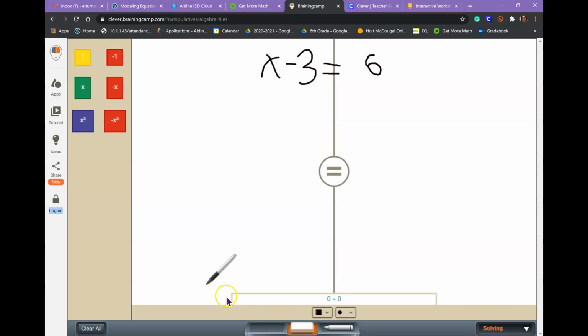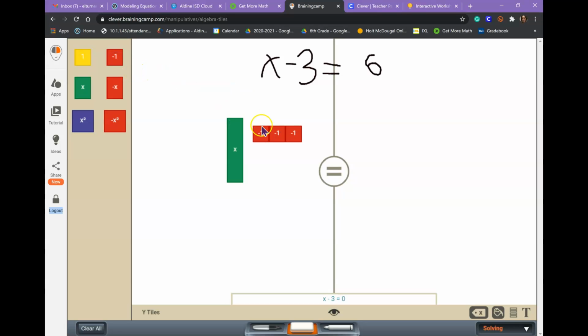Okay, so again, because I want to just model, I'm not solving, I'm just modeling, I'm going to take out 1x because I only see x. So x by itself just means 1. Now since I'm subtracting 3, I'm going to be taking out 3 negative ones because that means minus 3 or negative 3 equals, and I'm going to have a positive 6. Okay, so that's what my model is going to look like.